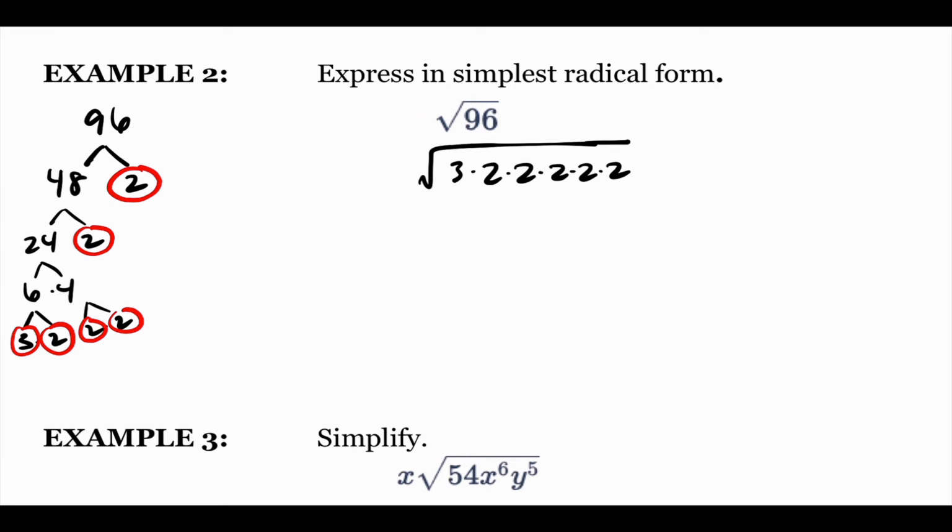Okay. This one's a square root again. It's square because there's nothing here. So I'm looking for pairs. So I'm going to circle pairs. I got a pair of 2s, pair of 2s. 1 2 can come out for each pair. So 1 can come out here and 1 can come out here.